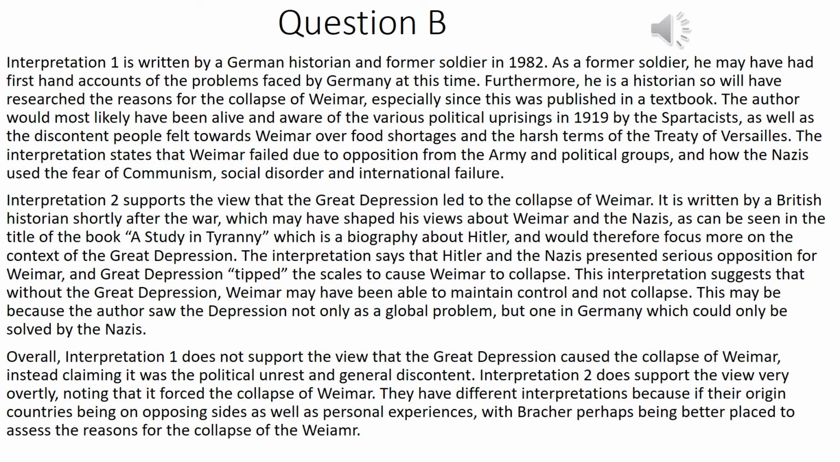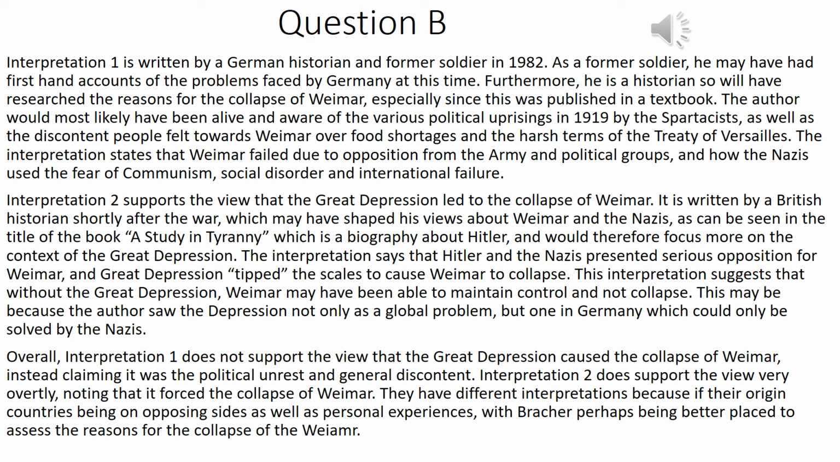The interpretation states that Weimar failed due to opposition from the army and political groups, and how the Nazis used the fear of communism, social disorder and international failure. Interpretation 2 supports the view that the Great Depression led to the collapse of Weimar. It is written by a British historian shortly after the war, which may have shaped his views about Weimar and the Nazis, as can be seen in the title of the book A Study in Tyranny, which is a biography about Hitler, and would therefore focus more on the context of the Great Depression.